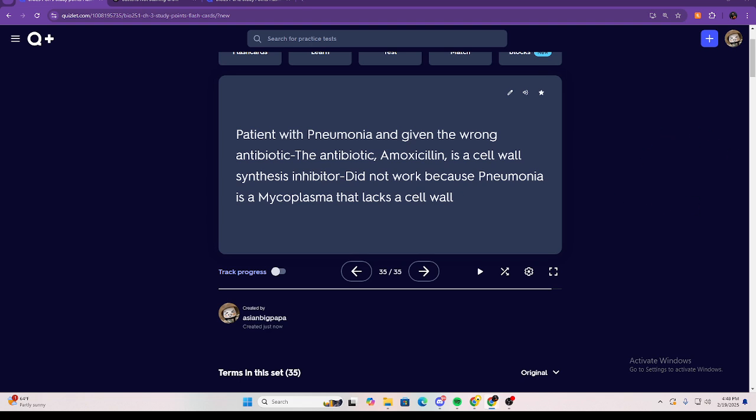So eventually what happened was that they gave azithromycin, which targets the bacterial ribosomes, the 70S ribosomes, and eventually cured the patient. So yeah, that is it.